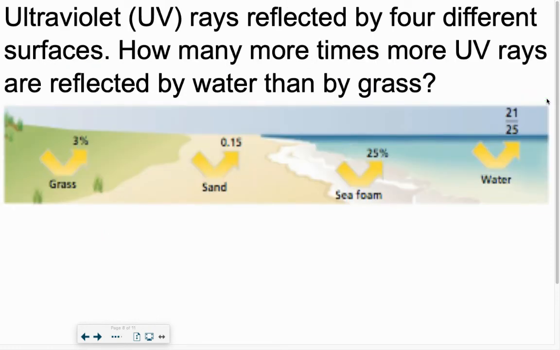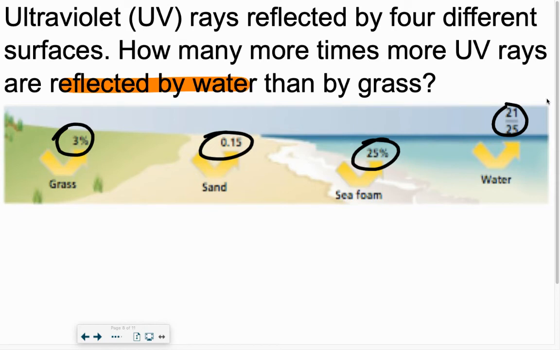Ultraviolet rays, aka UV rays, reflect differently depending on the surface. You can see we've got 4 of them down here. We've got grass, sand, sea foam, the bubbles at the sea or the waterfront, and then there's water. And they've got all these different percents, decimals, or fractions. So now we need to go through and answer the question, which says how many more times more UV rays are reflected by water than by the grass. So we're going to focus on those 2. The water having a fraction, 21 over 25, and then the grass having a percent.